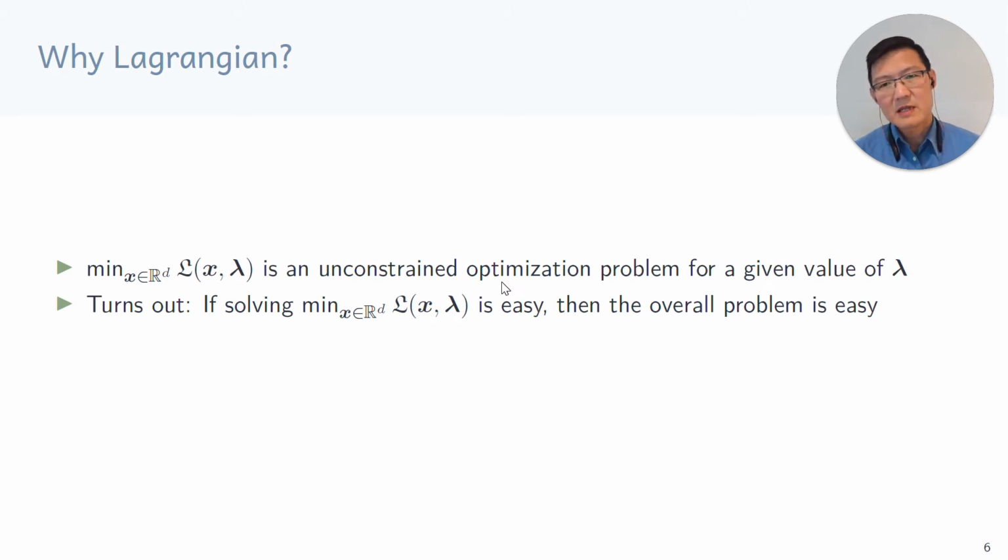So why do we consider the Lagrangian? The Lagrangian is nice because firstly, it's an unconstrained problem, as you can see. Now it's unconstrained for a given value of lambda. So it remains to be seen how we choose the value of lambda. It turns out that if solving the Lagrangian is easy, so finding the minimum of the Lagrangian is easy, then the overall problem is easy.